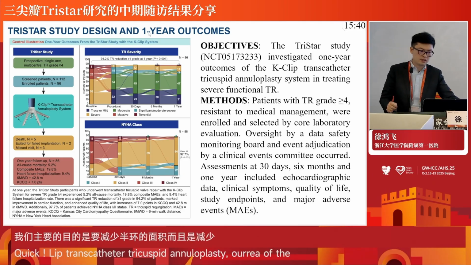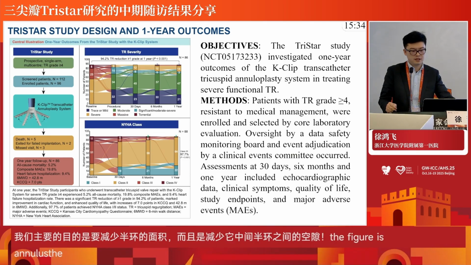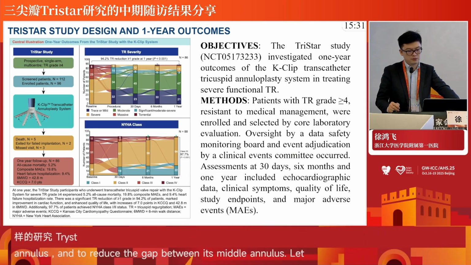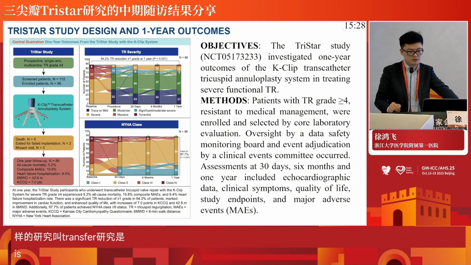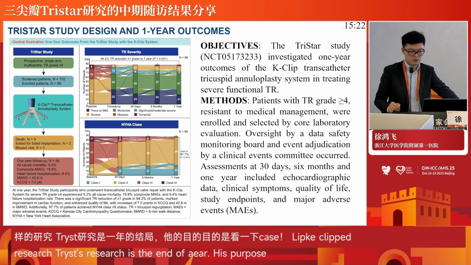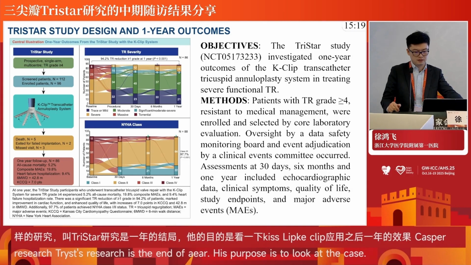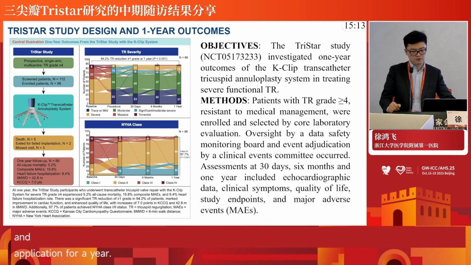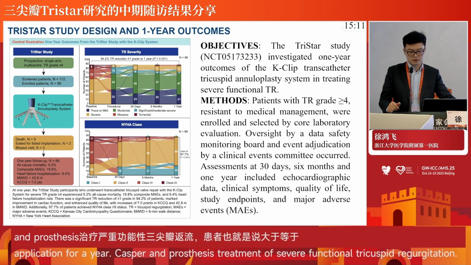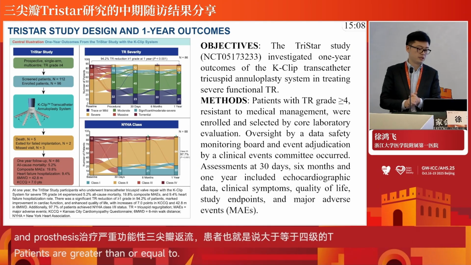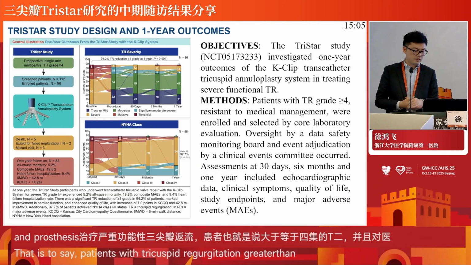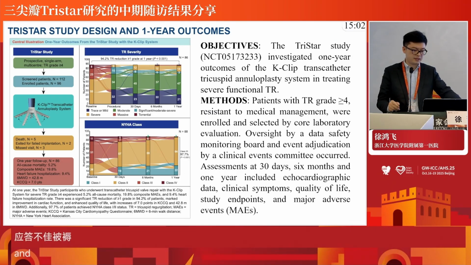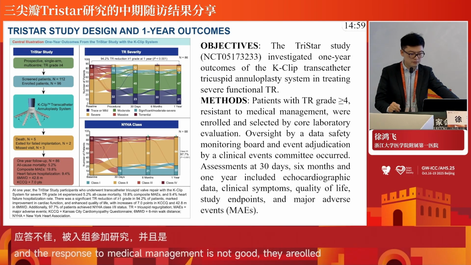Now let's go back to the Tristar study. The figure includes the design and the 1-year outcome. The Tristar study was registered in clinical trials with an NCT number, and it investigated 1-year outcomes of the K-Clip transcatheter tricuspid angioplasty system in severe TR. Patients with TR grade greater than or equal to 4 and resistant to medical management were enrolled and selected by a core lab, with oversight by a data safety monitoring board and event adjudication by a clinical events committee.